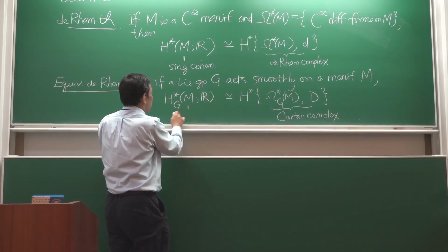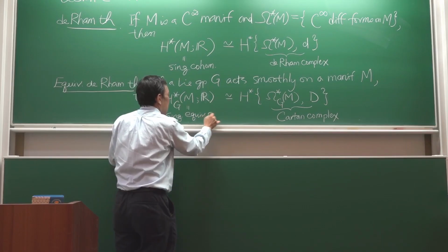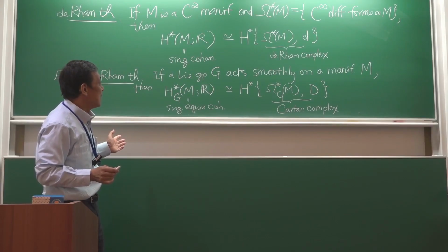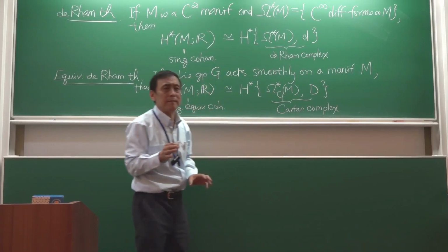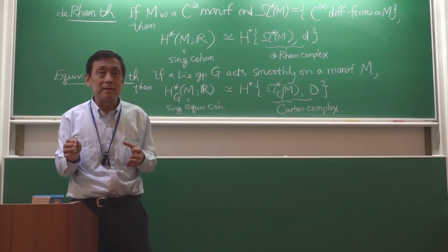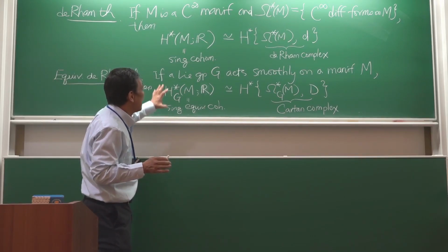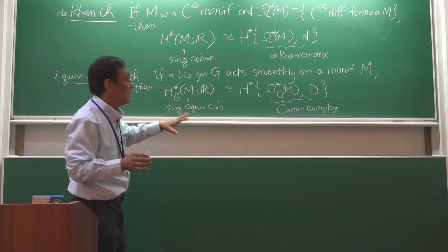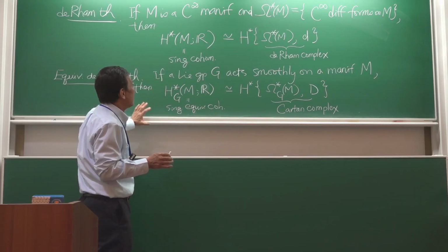And this complex is called the Cartan complex. And this is singular equivariant cohomology. Okay? So what I want to do now is to explain what this Cartan complex is. Okay? And the elements of the Cartan complex are called equivariant differential forms. And then I will leave the proof of the theorem to the end, okay? Because, well, it's technical, and it might take a couple of lectures.